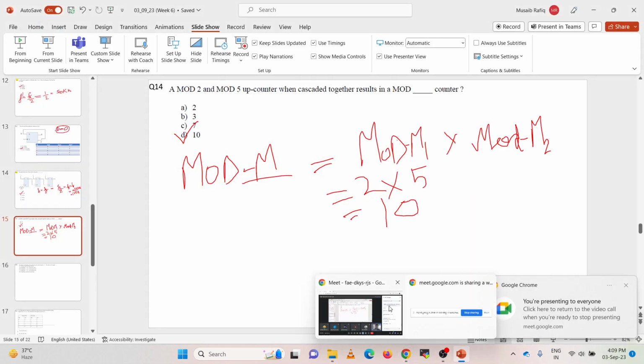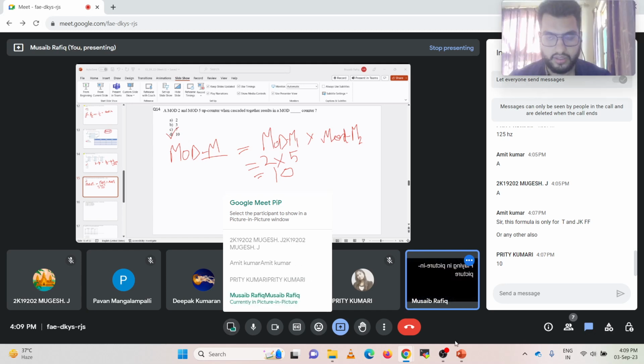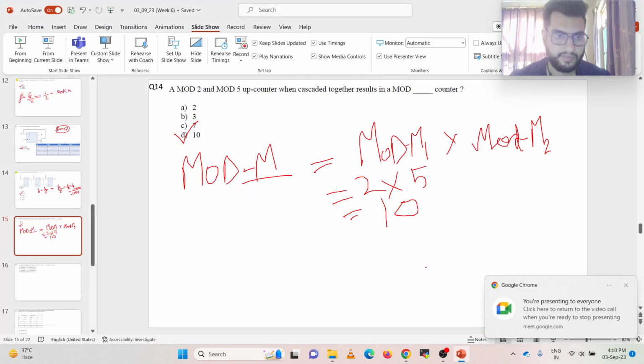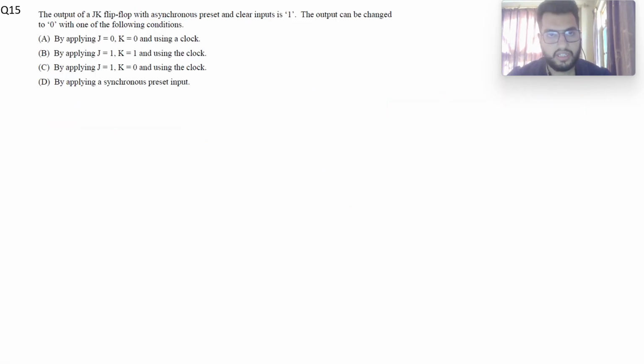So question number 15 states that the output of a JK flip-flop with asynchronous preset and clear inputs is 1. The output can be changed to 0 with one of the following conditions. By applying J equal to 0, K equal to 0 and using a clock.